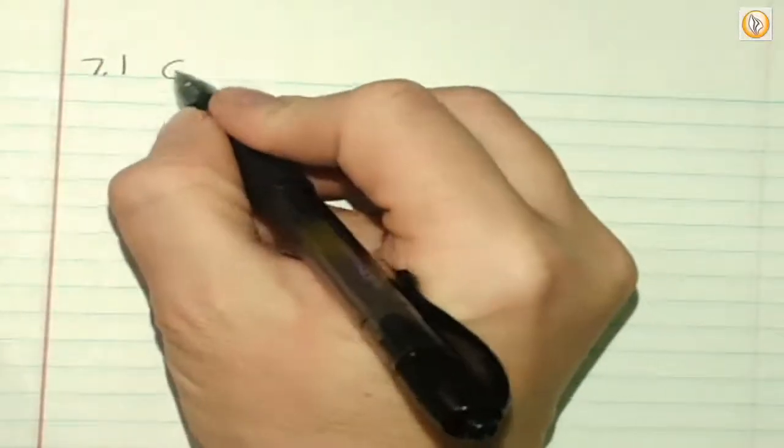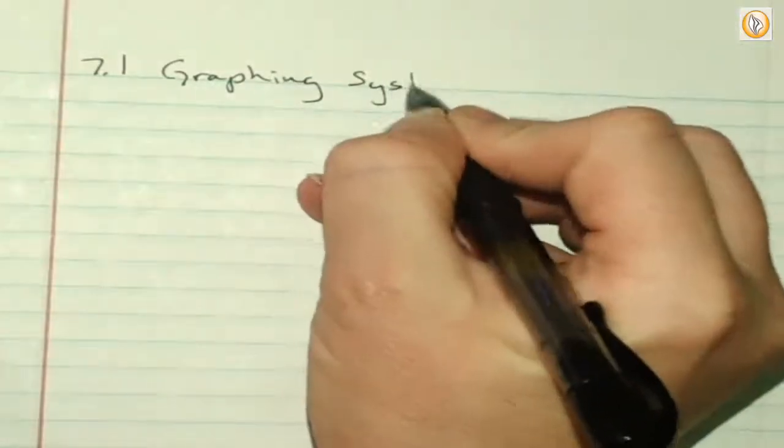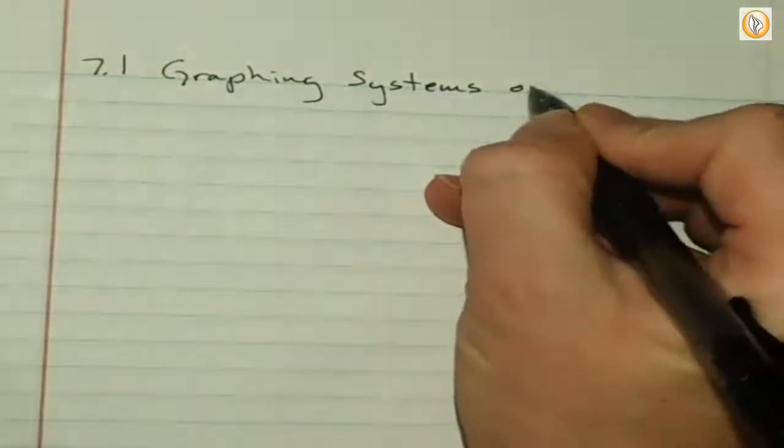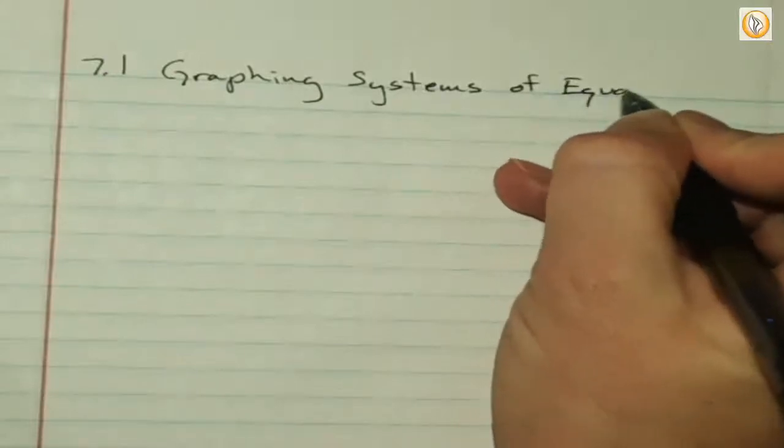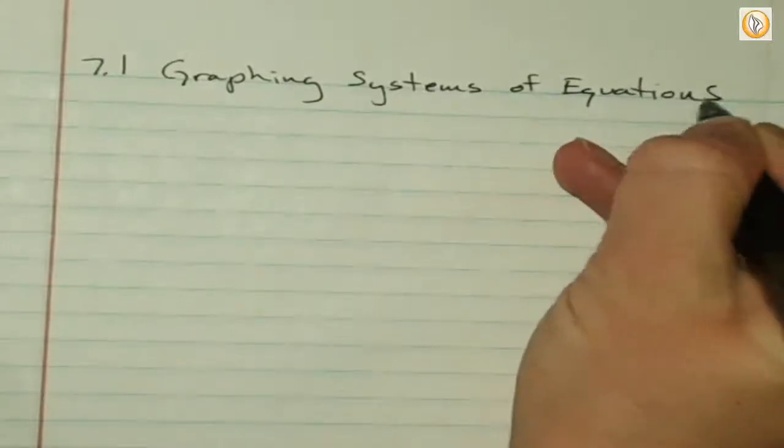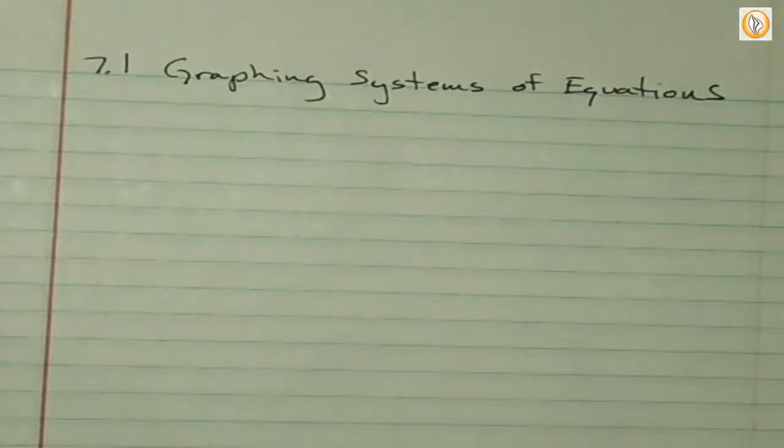Here we go. Okay, guys, we are doing 7.1. We are graphing systems of equations. Okay, make sure you are taking notes. You are going to be happy if you do.